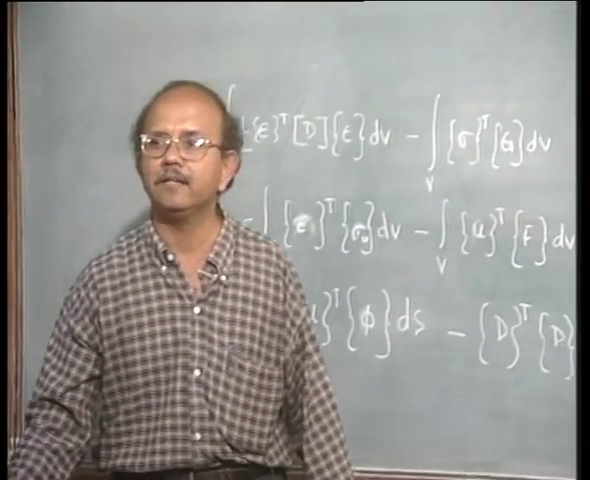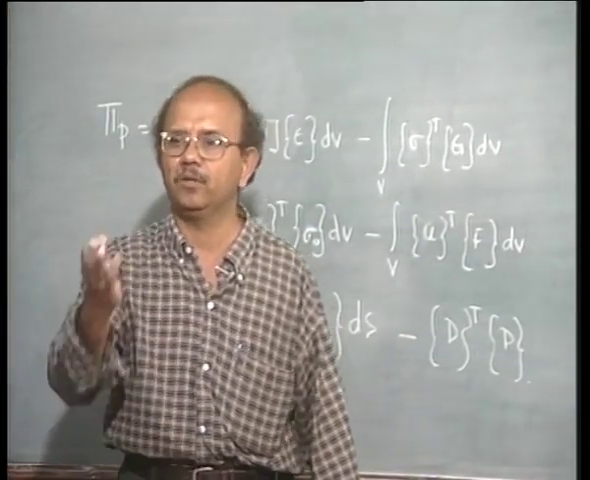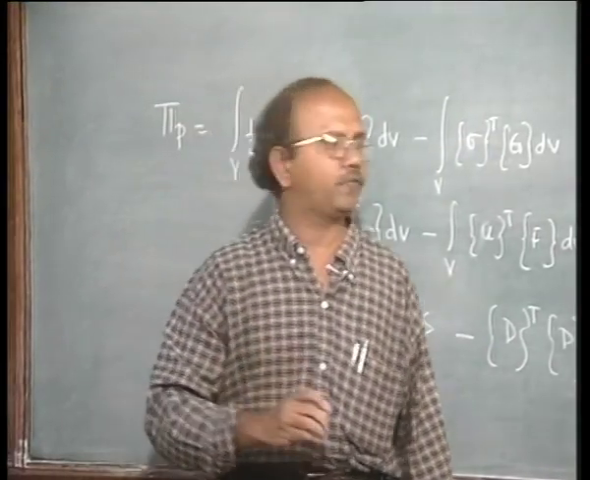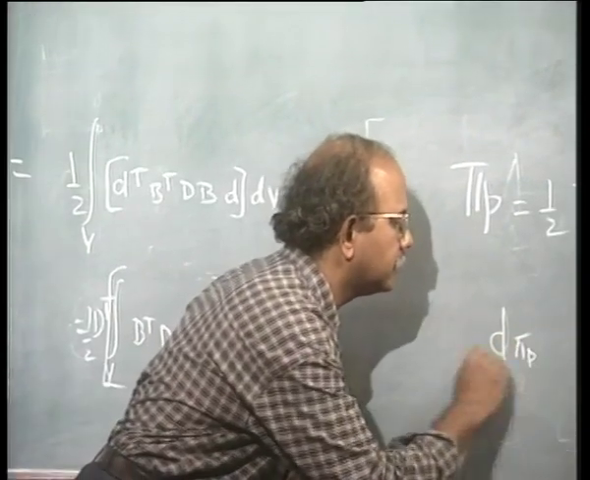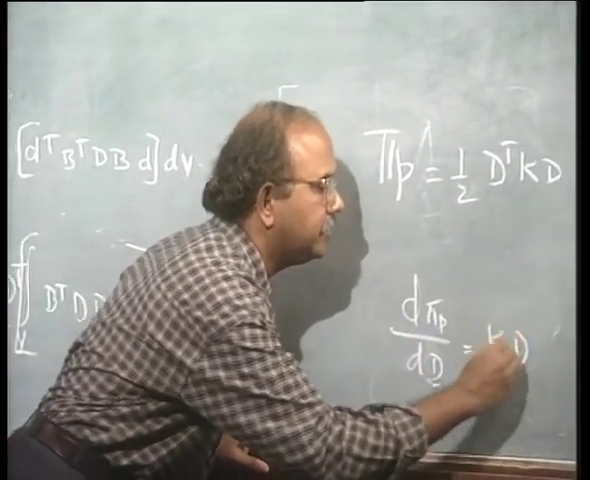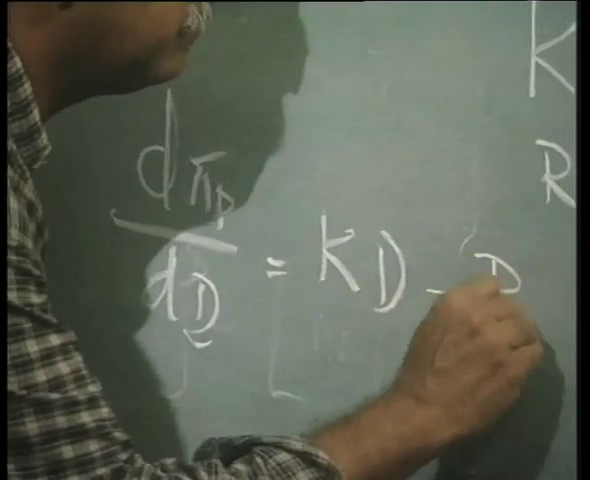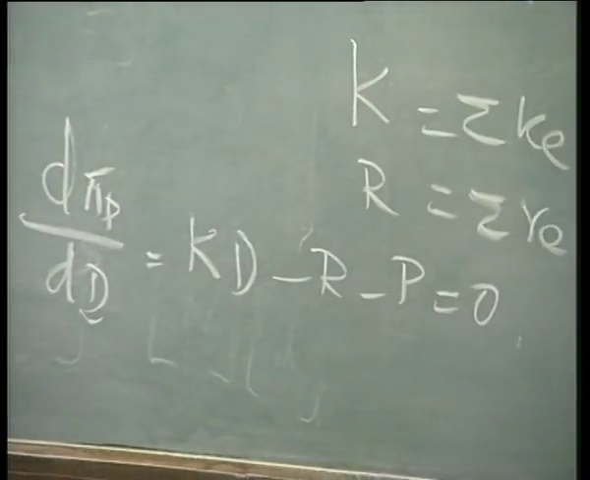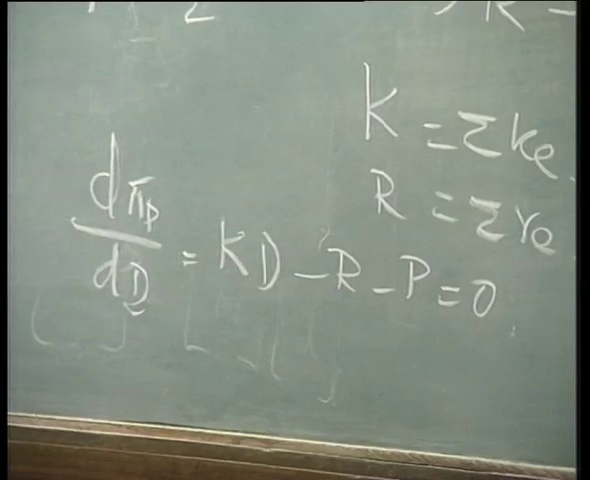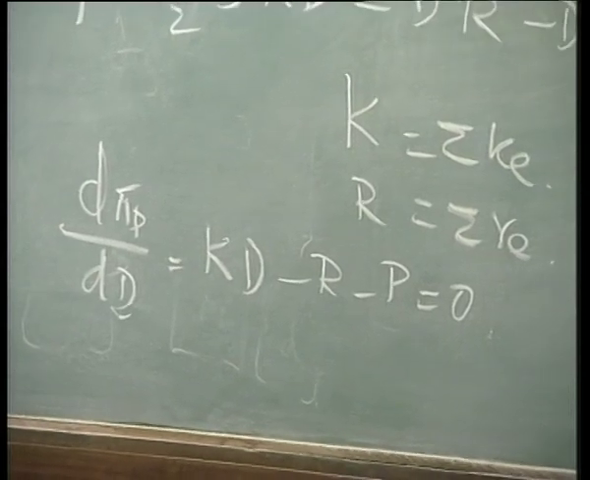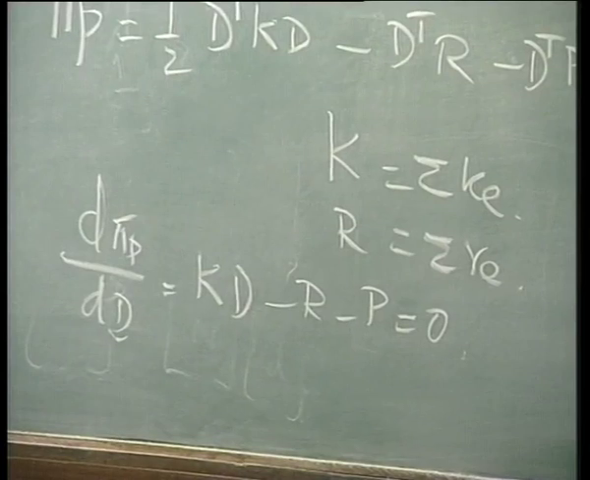Half D transpose KD, when you differentiate it with respect to D, becomes KD. You can work it out by hand. So the first term, after I differentiate this, becomes KD, minus R minus P, and that is equal to 0. So KD is equal to R plus P. That is my final expression. KD is equal to R plus P. K comes from small ke, which is integral B transpose d B dV.